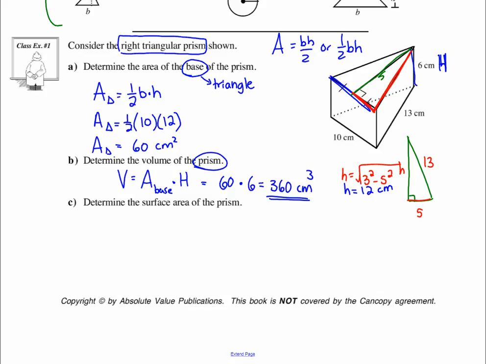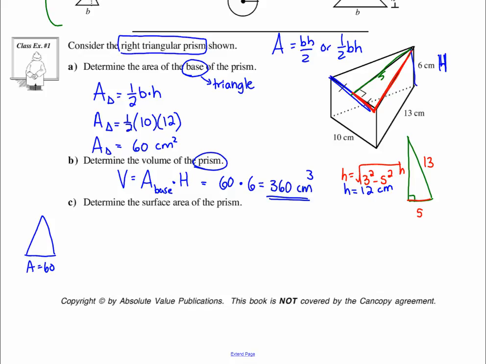And last, determine the surface area. Surface area is always a pain in the butt. Now the good thing about surface area, here, we already figured out the triangles, right? What was the area of the triangle? The area was 60. Good. So we just have to figure out what? The rectangles. Now, are they all going to be the same?